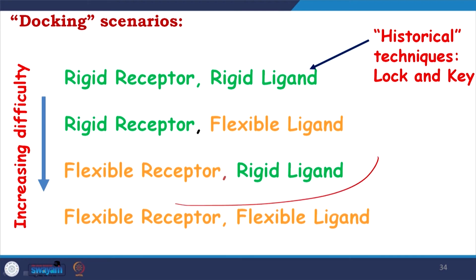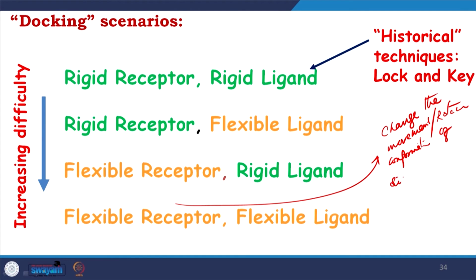Now, if you look at Autodock, you could change the movement or rotamer conformation of side chains of amino acids which are involved in docking.